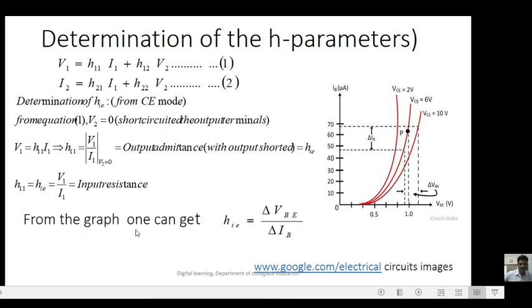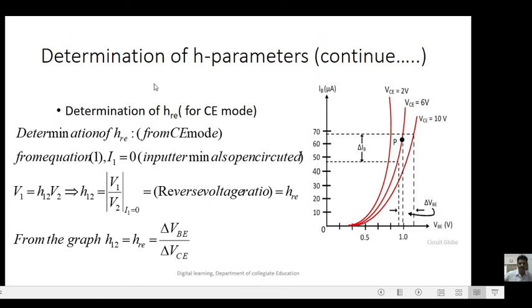We already know about the Q point. And the determination of H parameters is still continued. So, determination of HRE from CE mode. From equation 1, I1 is equal to 0.